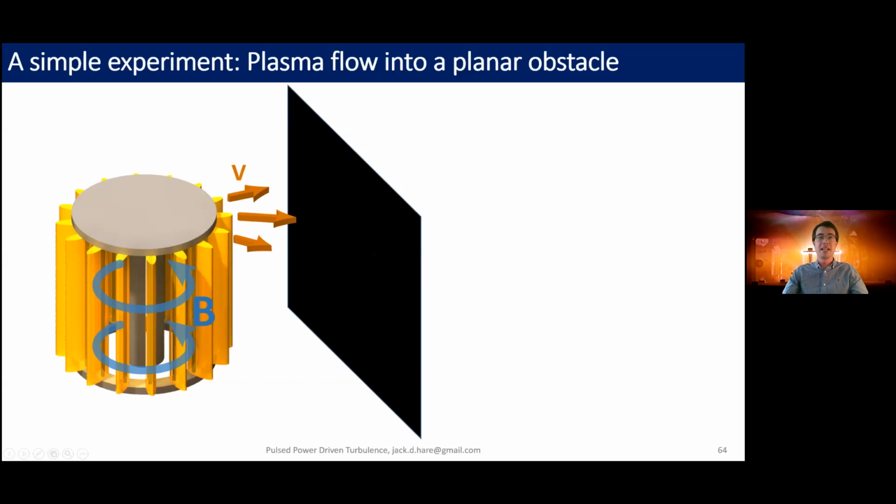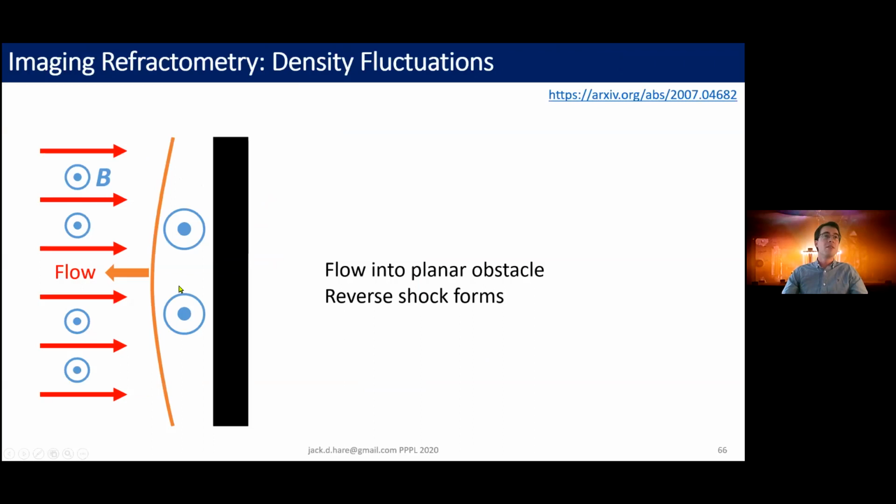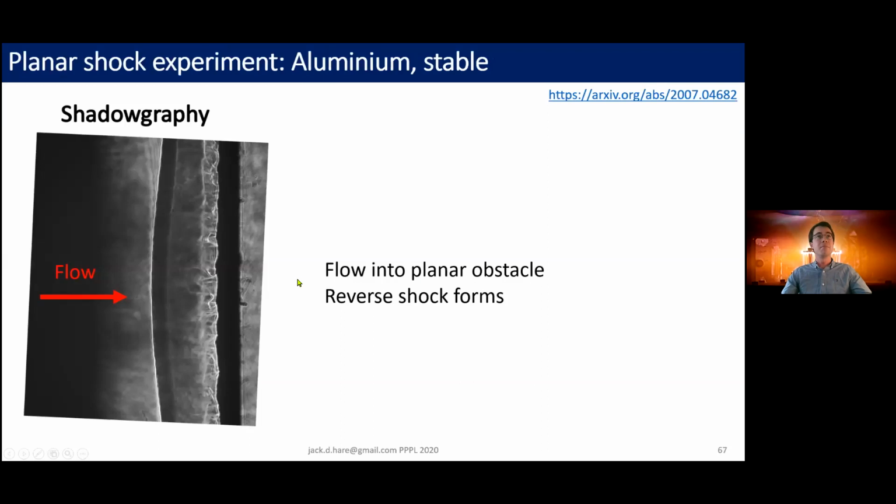And if we look at this side on, schematically, it looks like this. You have the plasma flow coming in, you have the magnetic field pointing out of the page. And when this flow collides with the wall here, you would expect in a fluid model for a reverse shock to form. And this reverse shock here will slowly propagate back upstream into the flow, supported by thermal pressure and strong magnetic pressure behind the shock. Now, when we studied this using a schlieren diagnostic, using an aluminium plasma, we saw pretty much exactly that. We've got this very nice, well-defined shock front, which slowly travels back upstream.